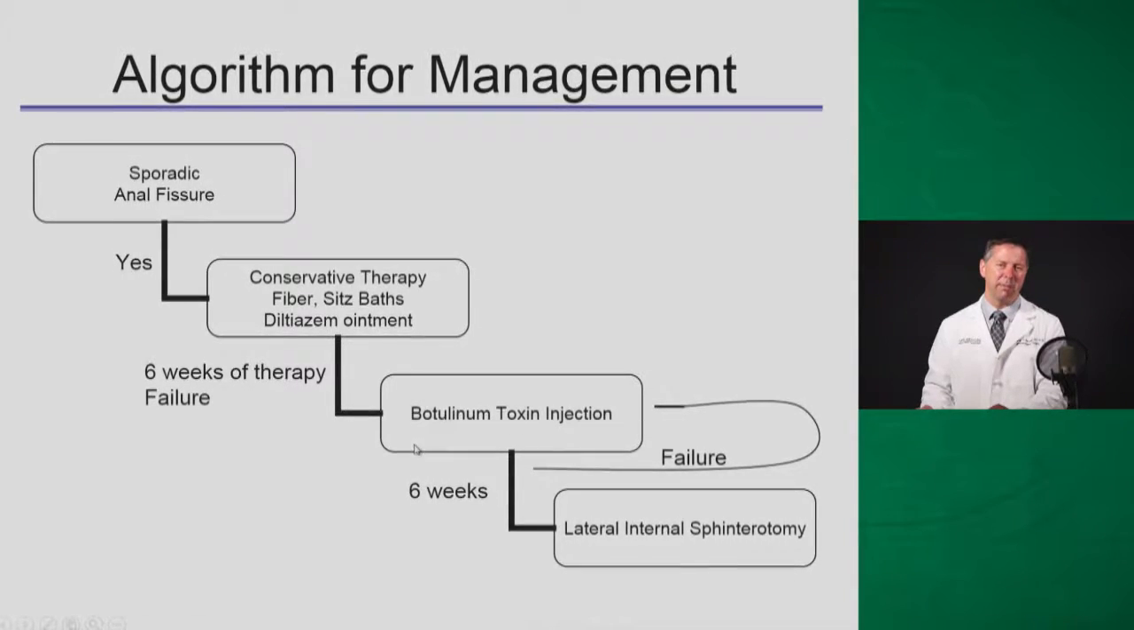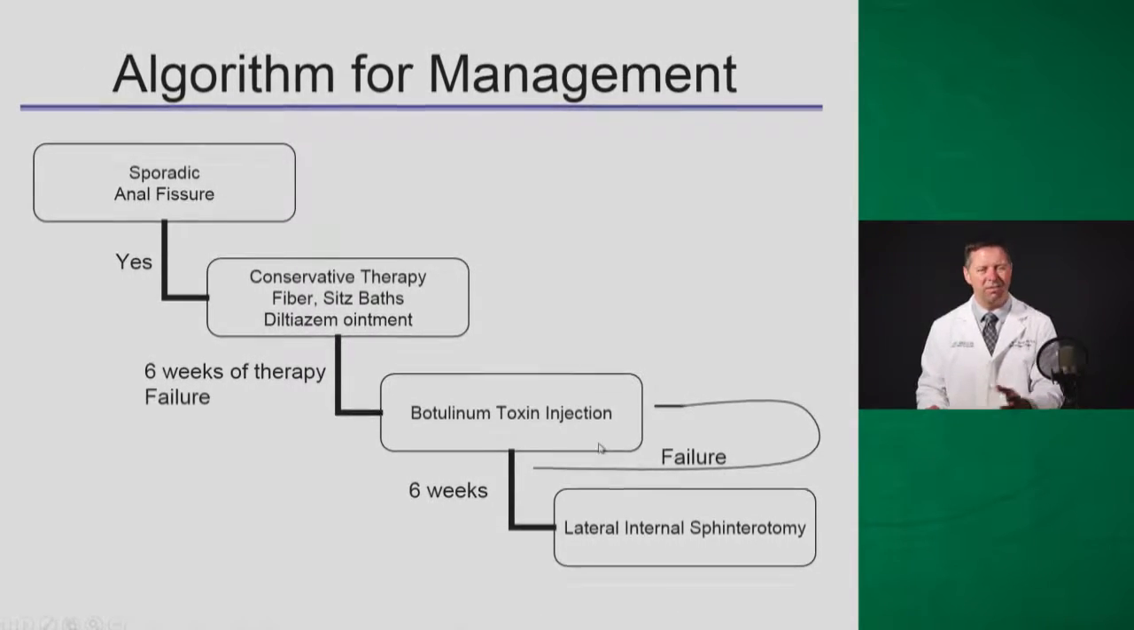Honestly, since the publication of the randomized controlled trial out of Toronto, if the fissure's been present for longer than 3 months, I may just go right to lateral internal sphincterotomy and pass on Botox. Botox, in my experience, has had a fairly high failure rate, so I've sort of taken that out of my personal armamentarium. However, it's not an unreasonable option to move to Botox injection.